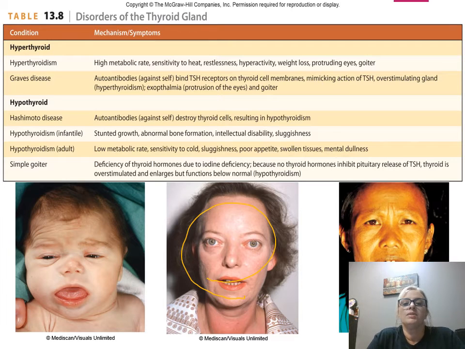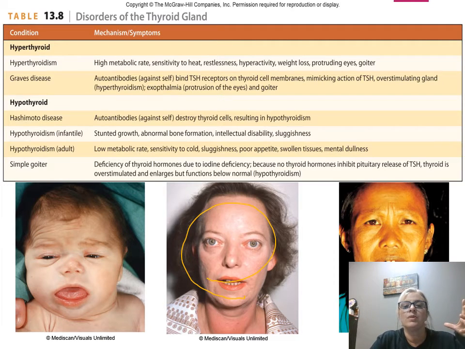Hypothyroid is when your thyroid is working at too low of a rate. If you are a child or an infant, it can stunt your growth and cause abnormal bone formation, because remember, this is tied to calcitonin. It can cause intellectual disabilities and sluggishness. Once you're a little older, you're going to gain weight because your metabolic rate is slow, you're cold all the time and sluggish, you have a poor appetite, and you have a fog in your mind and in your brain.